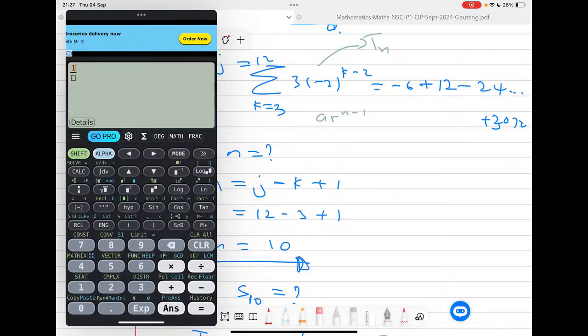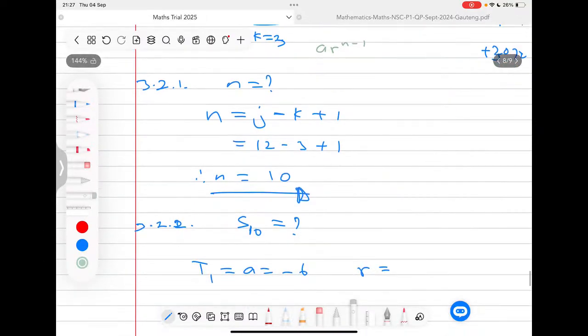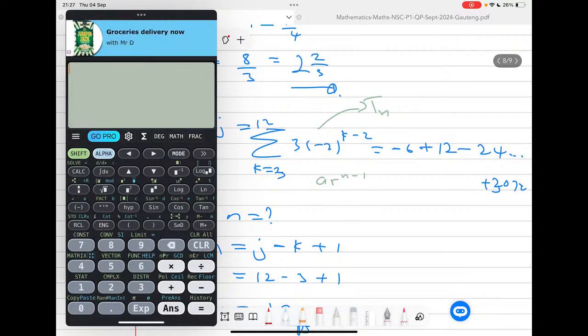So here we're going to have a 12, which is the second term, divided by -6, and then I get a -2. Do you see that -2? Here it is the R here, right? I get a -2. Let's confirm that. If I take the third term, which is -24, and then I divide by 12, do you see that I still get a -2? And you can continue doing others just to check and be sure.